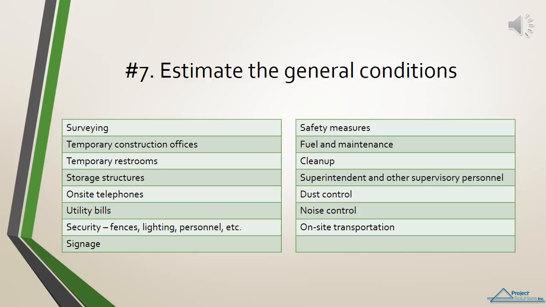Number 7, estimate the general conditions. General conditions refer to items and costs that are directly related to the completion of the project, but that are not considered part of the completion of specific work tasks. General conditions pertain to on-site costs and should not be confused with general business overhead costs. General conditions are often referred to as job site overhead.